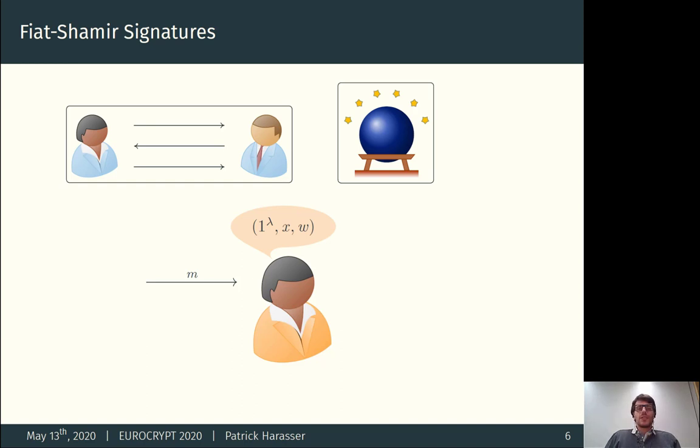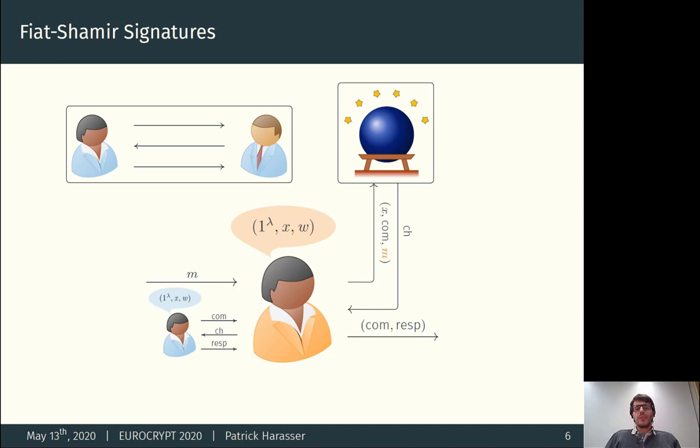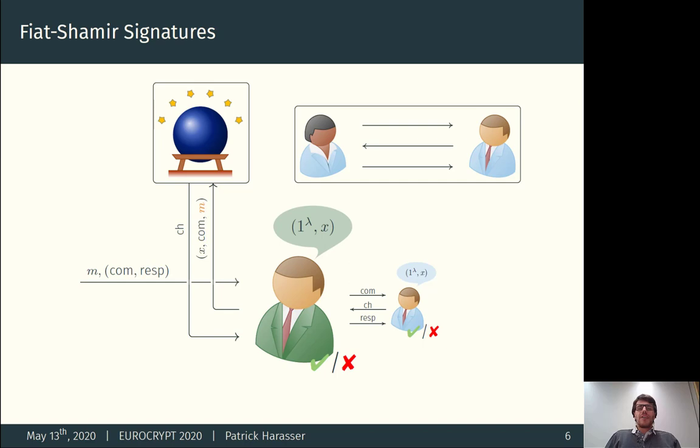So, to sign a message, the signer proceeds exactly like the non-interactive prover would, but also appends the message he wants to sign to the random oracle query. And the signature of M then again consists of the commitment and the response. And to verify the signature, the verifier would again recompute the challenge by appending the message M to its random oracle query, then let the original interactive verifier check the transcript and accept or reject the signature accordingly.